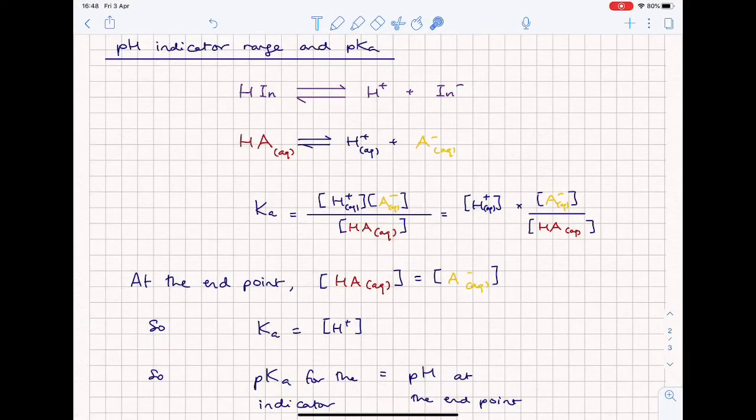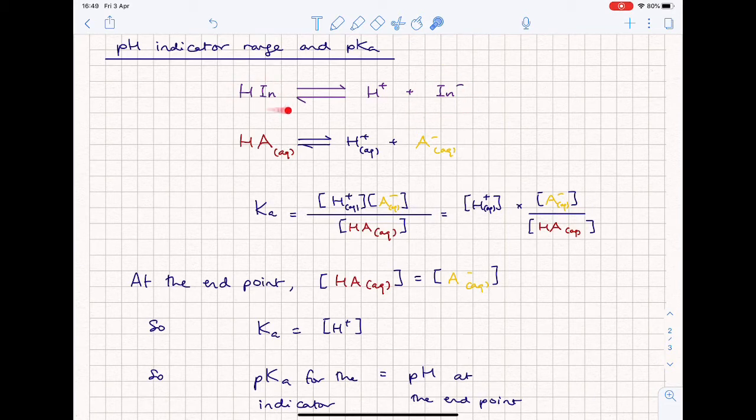So the other thing that I didn't cover when we did indicators was how to choose an indicator using the pKa values of indicators. So as we said, an indicator is basically a weak acid with the undissociated indicator as one colour and the conjugate base of the indicator being another colour, and the colour you see will be the combination of these two colours.